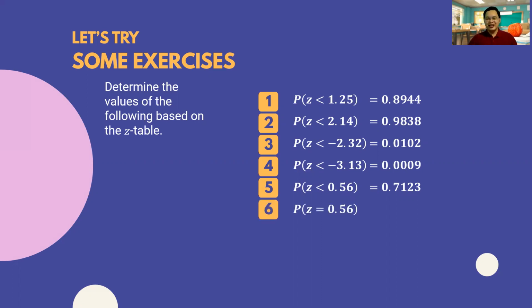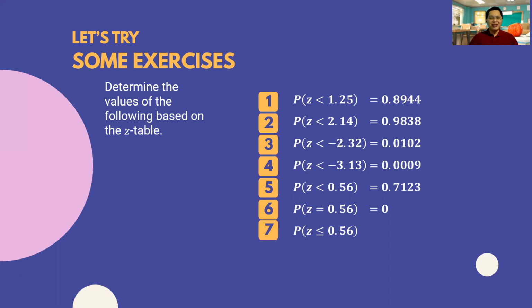Number six, so we're asked for the probability that Z is equal to 0.56. I'll give you time to think about it. But if you are thinking that it's zero, you're actually correct. So you have to remember, one of the properties of the normal distribution is that the probability of exactly a single value is equal to zero. And since the z-scores are part of the standard normal density curve, the same properties would apply, and this is equal to zero.